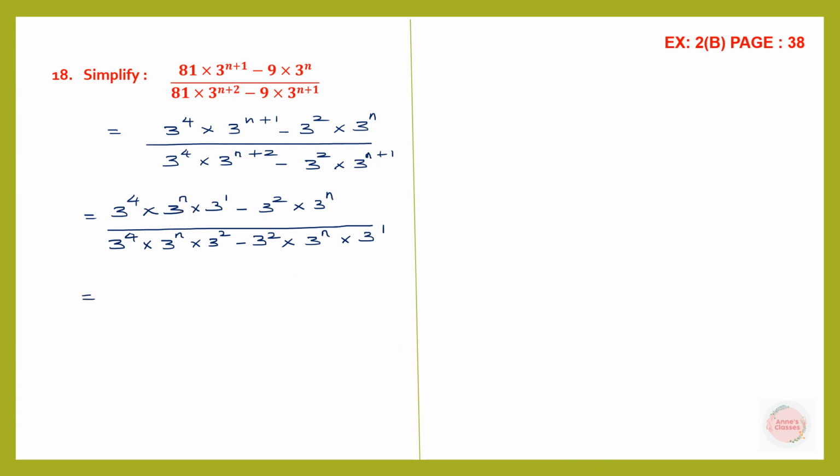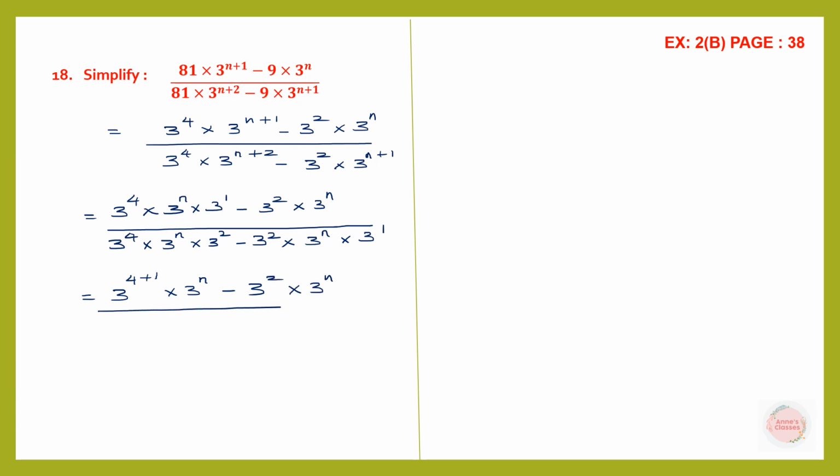So this is going to be 3 to the power of 4 plus 1 into 3 to the power of n. So what have I removed? I've removed 3 to the power of 4 plus 1 into 3 to the power of n. Now I can continue with this. So this is minus 3 to the power of 2 into 3 to the power of n.